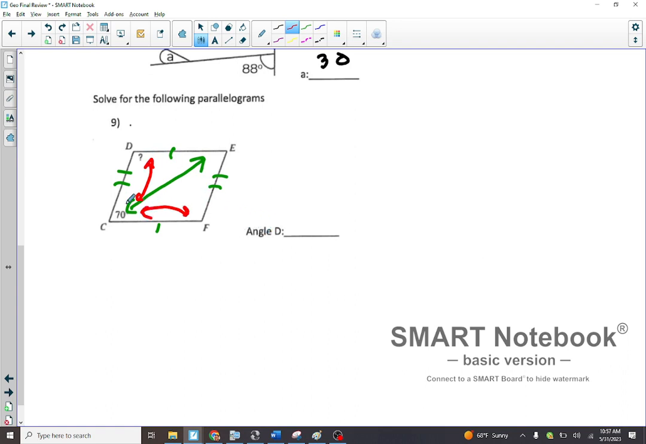So this question mark, compared to 70, is adjacent, which means they're supplementary. Supplementary means they add up to 180. So 70 plus x equals 180, minus 70 on both sides. X equals 110. Remember, adjacent angles are supplementary, and diagonal angles are congruent. So don't doubt it, if it was a multiple choice, 110 would be the correct answer.